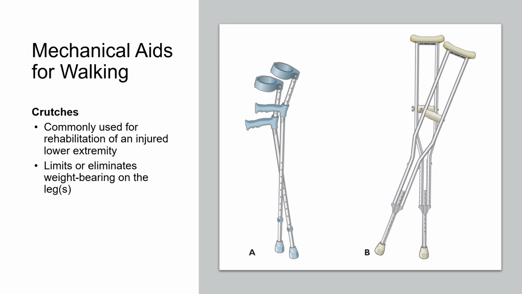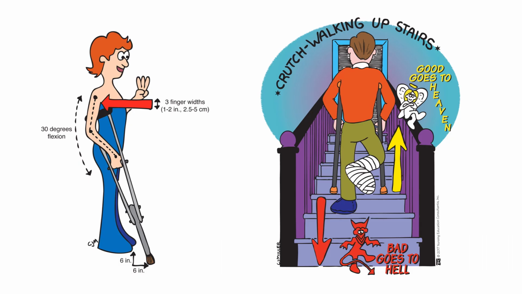So crutches are typically temporary. Maybe they had some type of injury, but with some conditions, maybe like cerebral palsy, they will use those indefinitely, like the ones on the left. So here's another mnemonic just to help you remember how to size those correctly and how to go up and down with crutches.